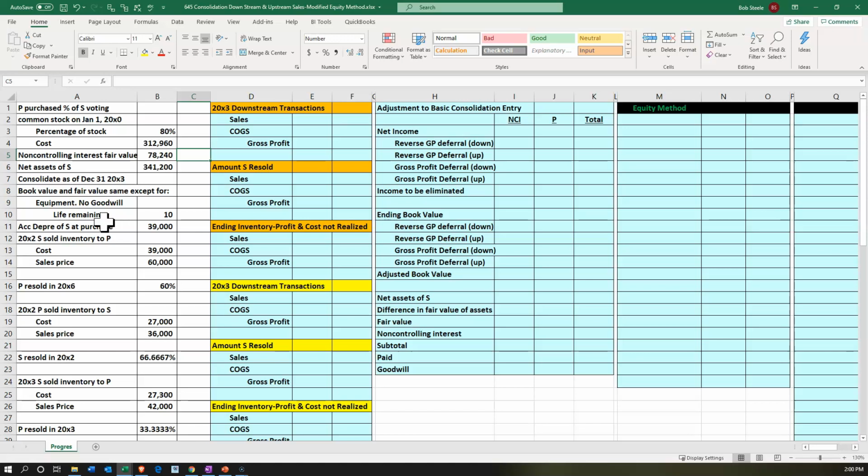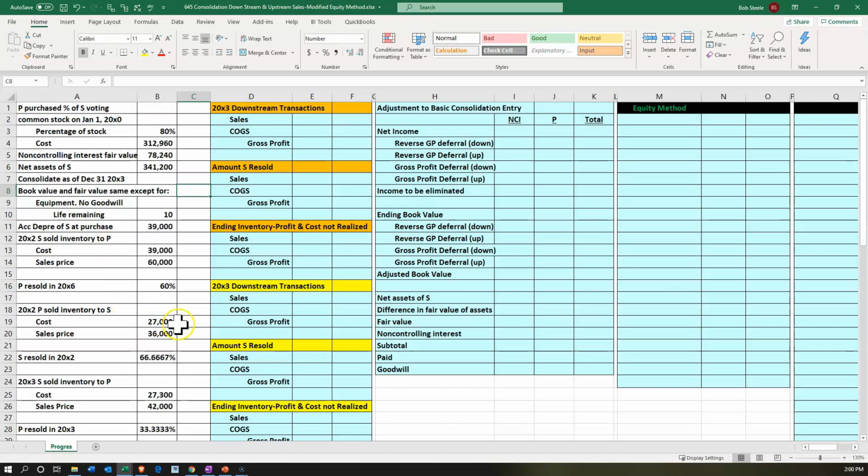We had a non-controlling interest at that point in time of purchase of $78,240. Then the net assets of S at the time of purchase, once again 20X0, is $341,200. We're going to consolidate as of December 31st, 20X3. So 20X3 is when we're currently doing our consolidation of P and S's financials.